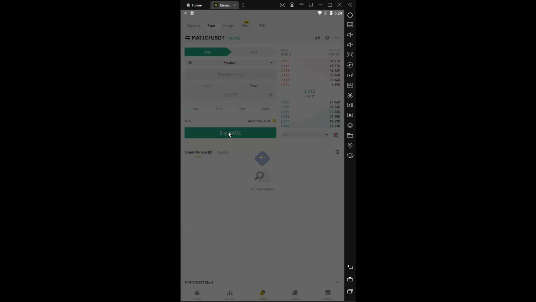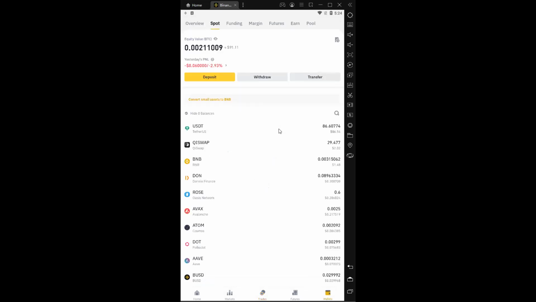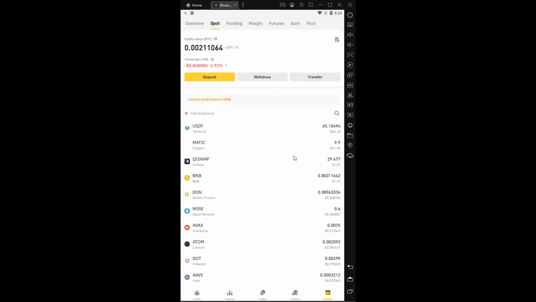Immediately I select buy, it won't create a buy order for me. It is automatically bought for me, like automatically. So how do I know this? If I check my wallet, yep, I'll see that I have $21.5 of Matic that has been bought at the current market price.